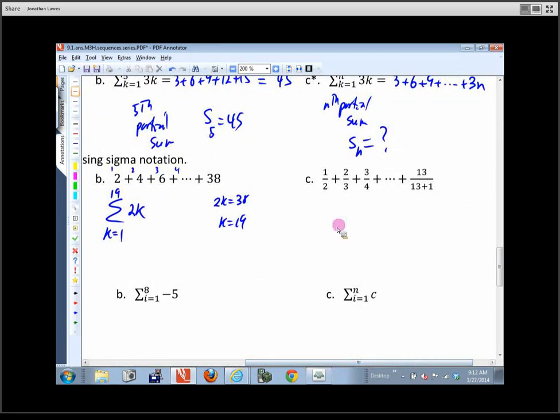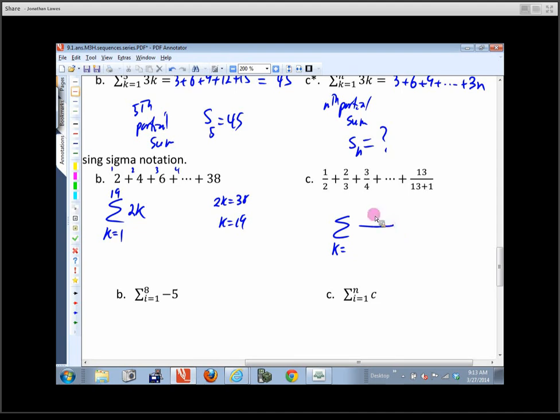Okay, would you do this one, please? And when you get done, check with your neighbor. Again, notice how nice it is that it's not simplified. This one, I would hope, would be about the easiest one that we've got on here.